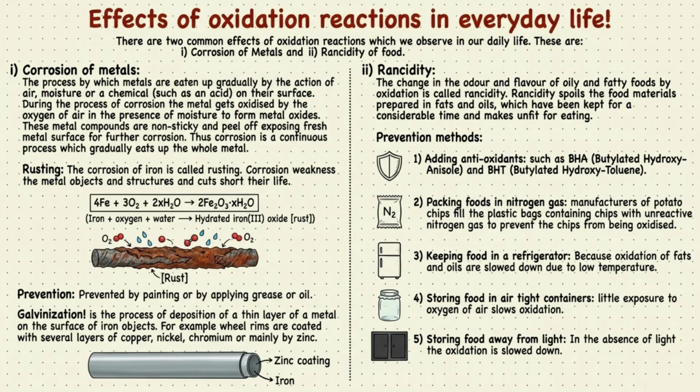Number 3, keeping food in a refrigerator. The low temperature simply slows down the oxidation of the fats and oils. Number 4, storing food in airtight containers. If you lock out the fresh oxygen, you literally starve the oxidation reaction. And finally, number 5, storing food away from light. In the dark absence of light, the energy required for the oxidation process is reduced, slowing it down.